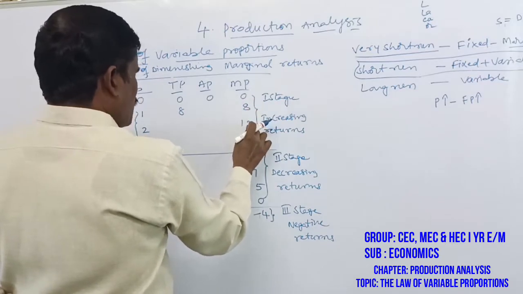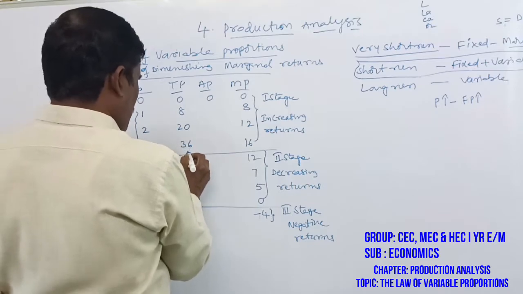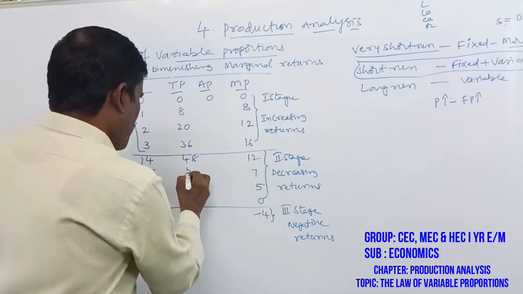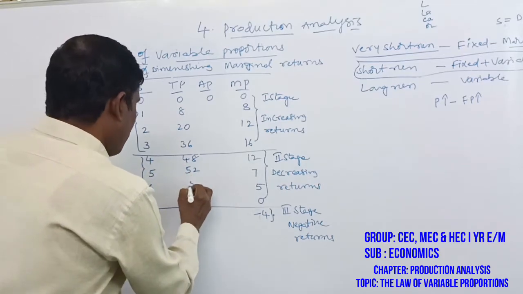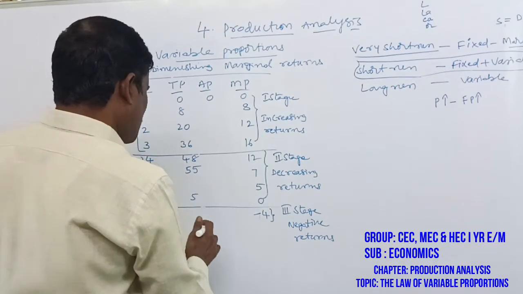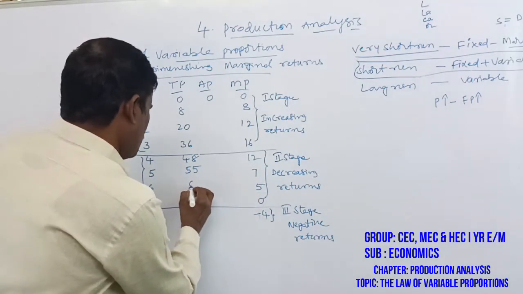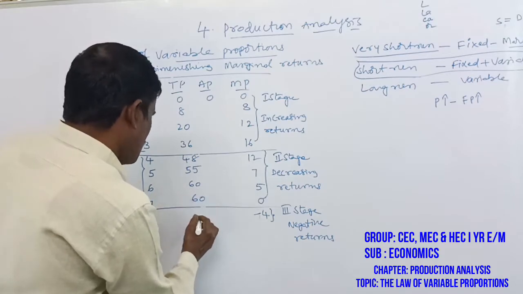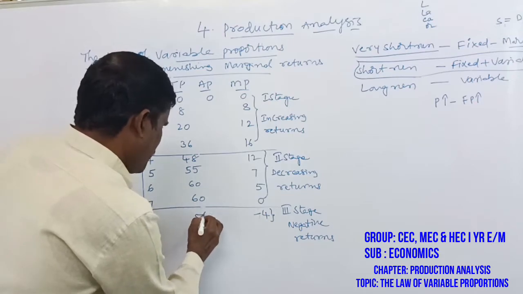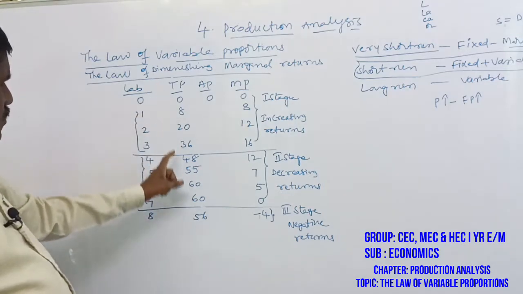Try to count them: 12, 8, 20, 36 and 48, plus 52, plus 57, 55, then 55 plus 5, 60, 56. Okay, so this is the total production.